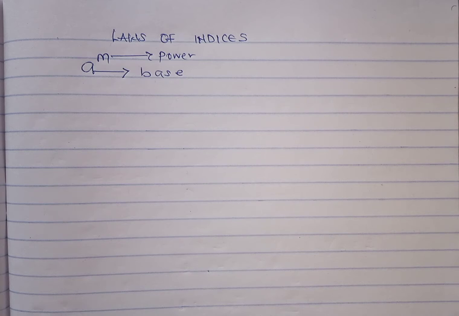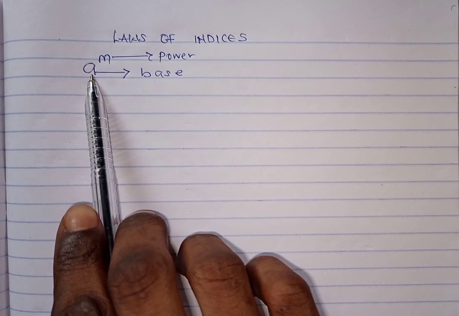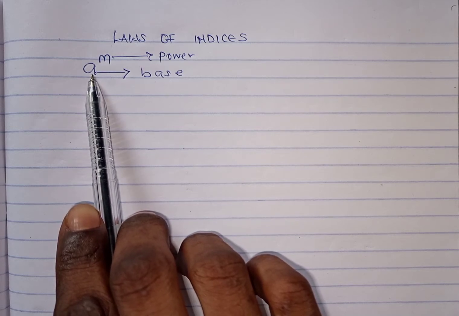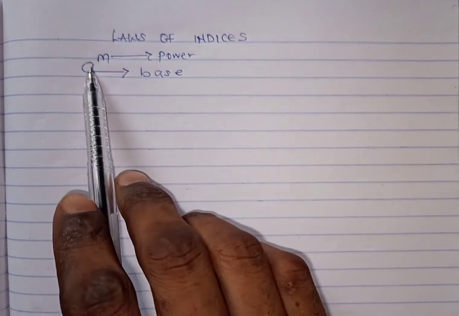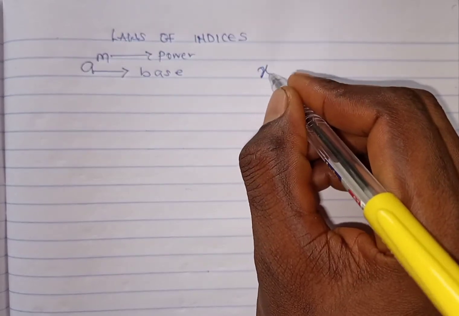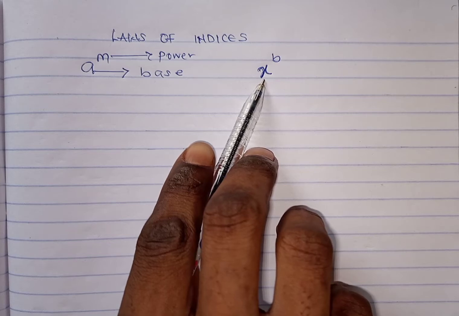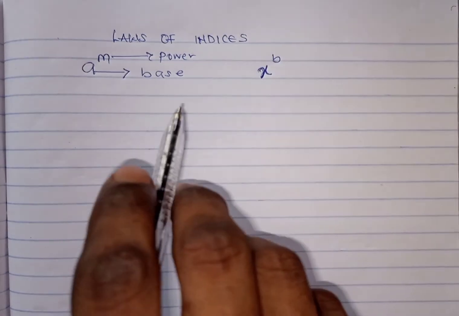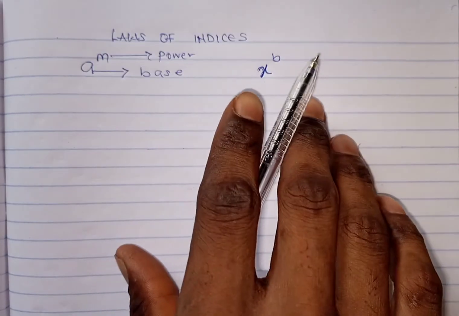So basically, there are two things you just need to consider when it comes to indices. Number one, you need to consider the base of whatever you are given. Then you consider the power also. So a is the base and m is the power. For example, if you have x raised to the power of b, x is the base and b is the power. You understand? The power is always on top of the base.